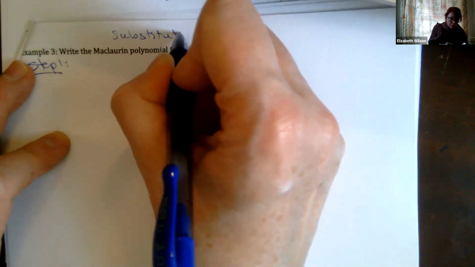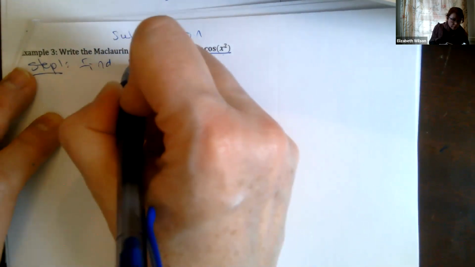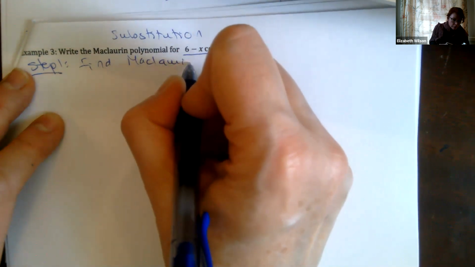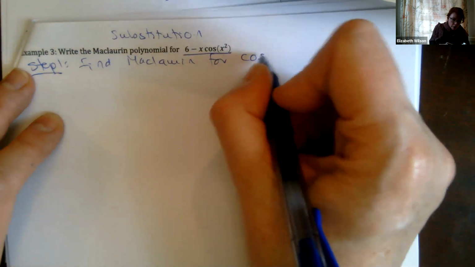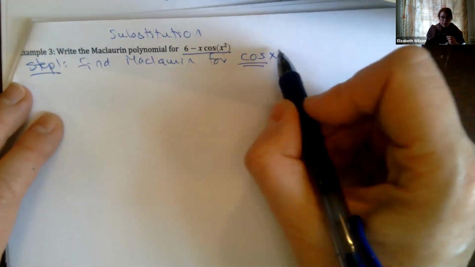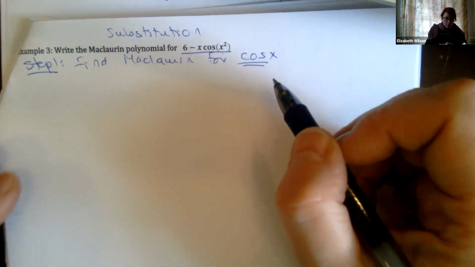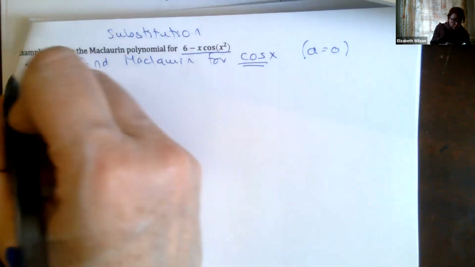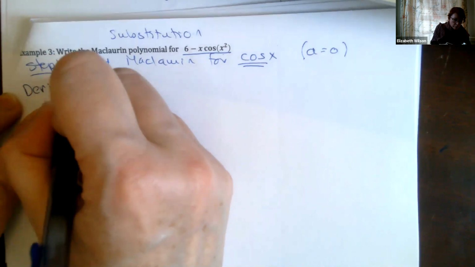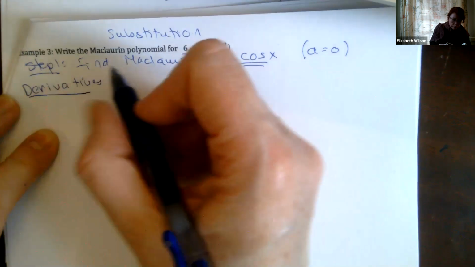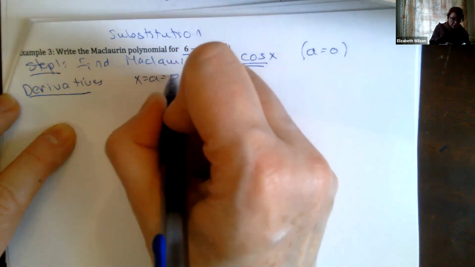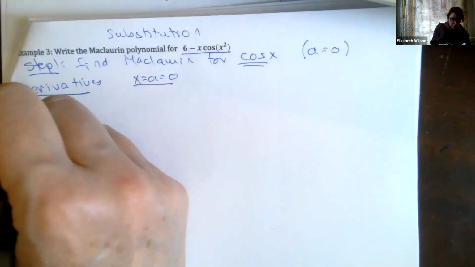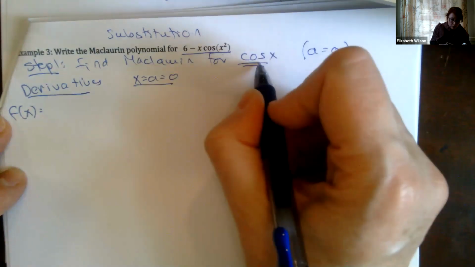So let's write substitution and combination. So step 1, we're going to find the Maclaurin for just the plain cosine of x. Notice it's not cosine of x squared, it's just the plain cosine of x. And this is Maclaurin, so a is equal to 0. So we'll do our derivatives, x equals a equals 0 table.